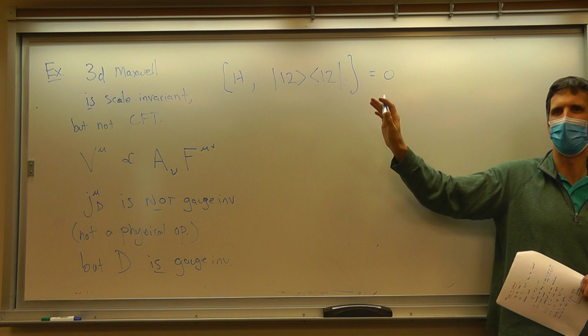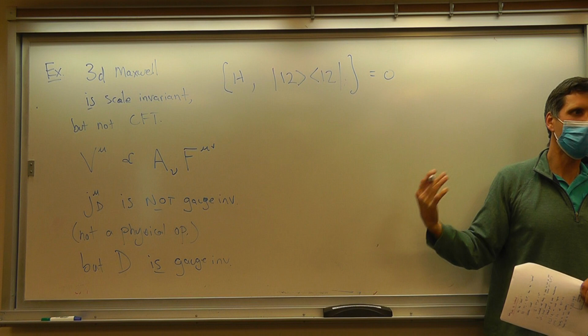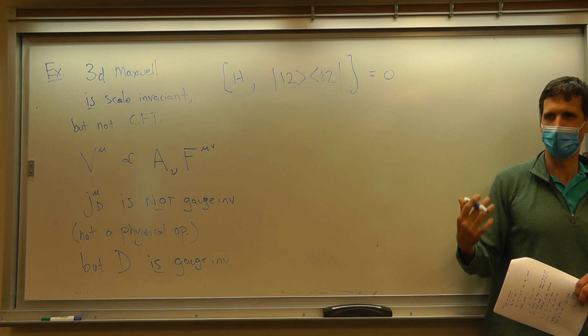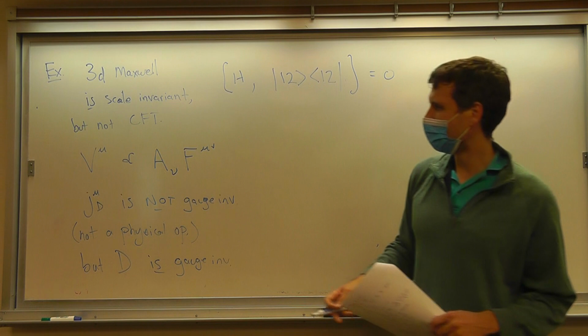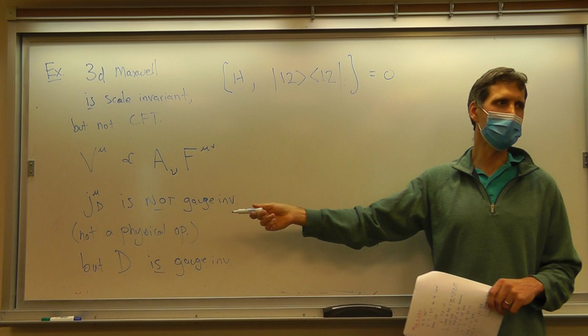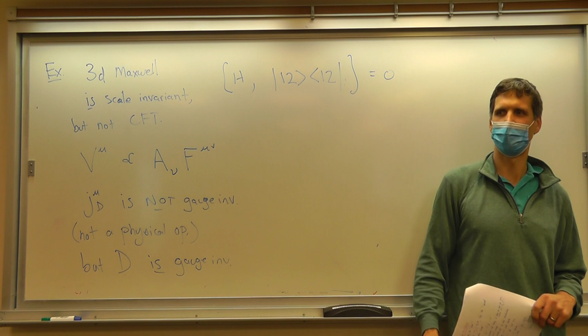It's something that commutes with the Hamiltonian, but the symmetries that we usually talk about, because they're useful, are the symmetries that are built out of a local current. Now, the dilatation might be slightly less stupid than this one, because at least I can write down a non-gauge invariant current. Maybe it's somewhere in between.